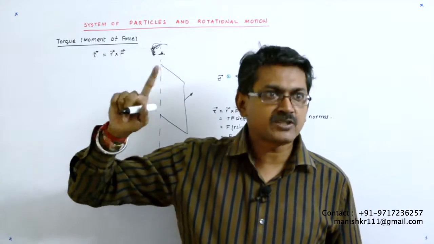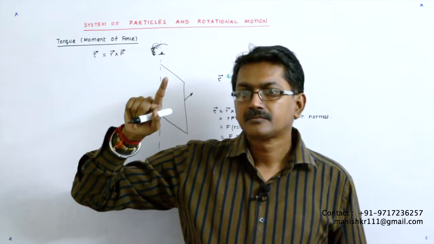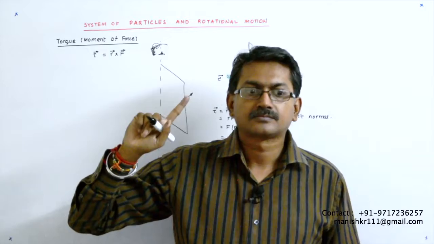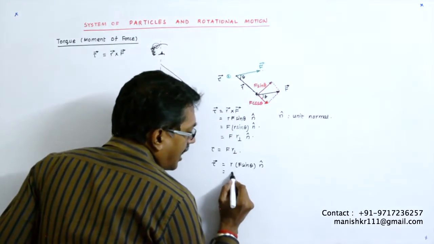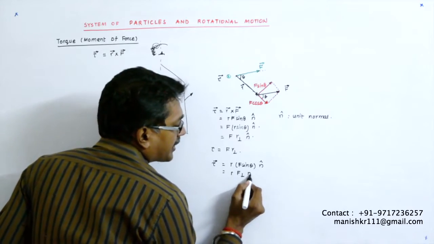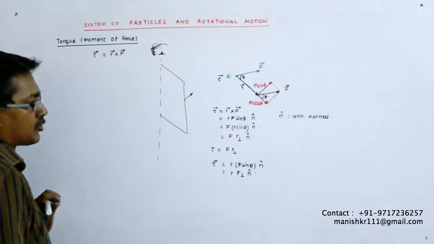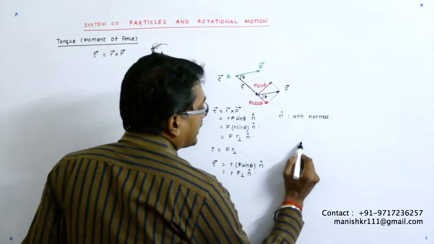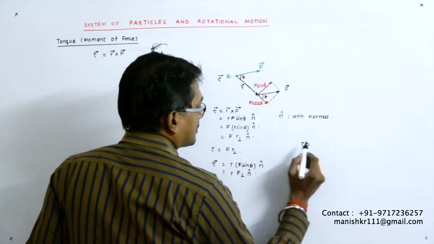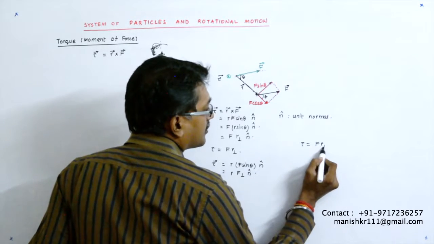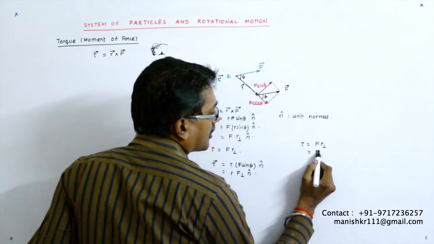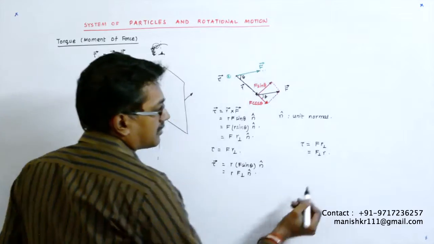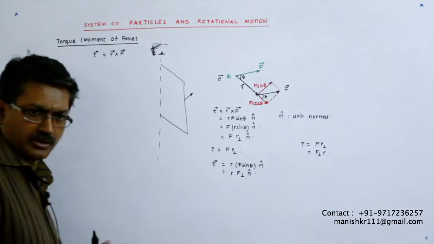which is actually F perpendicular. We have given it a name change midway. Don't forget it. Okay? So this is R into F perpendicular n cap. So tau is equal to F R perpendicular, that is also F perpendicular R. I'm only talking about the magnitude.